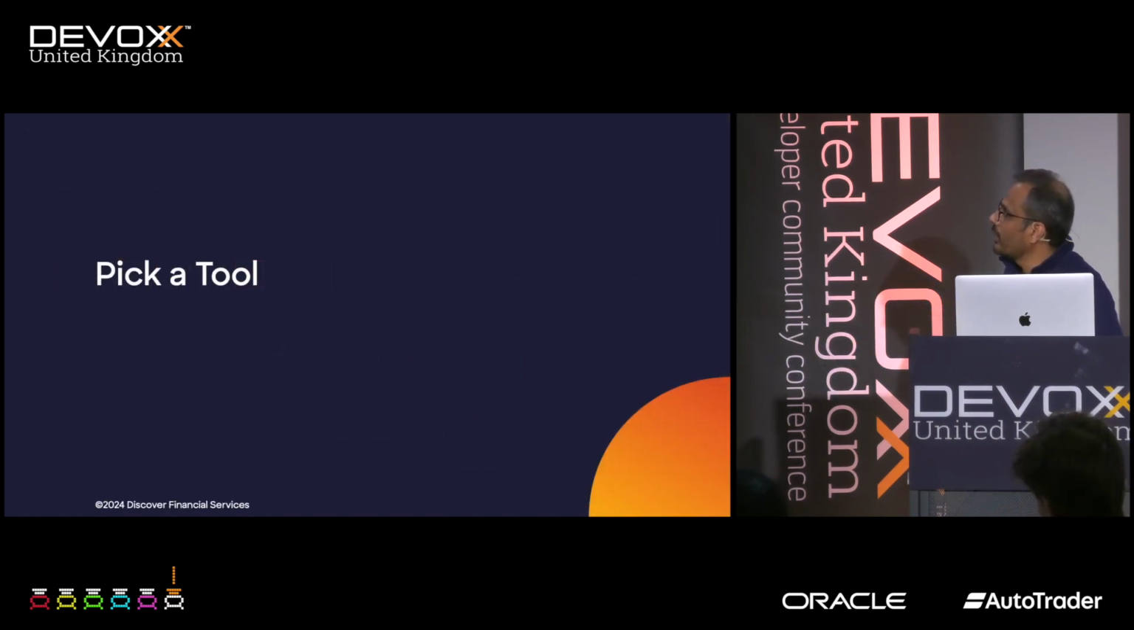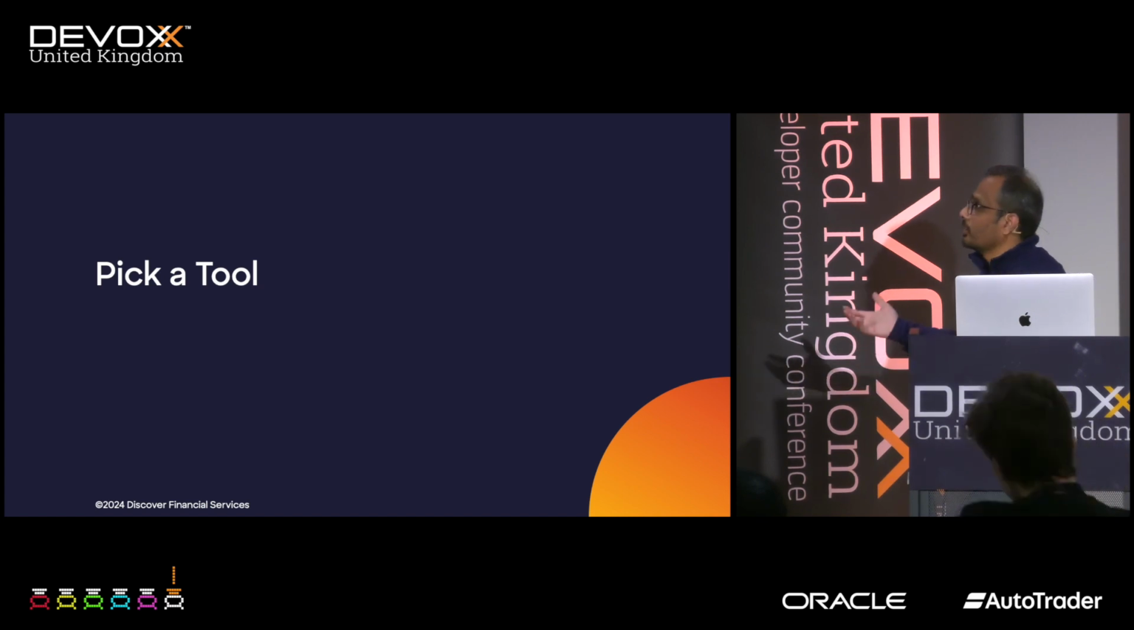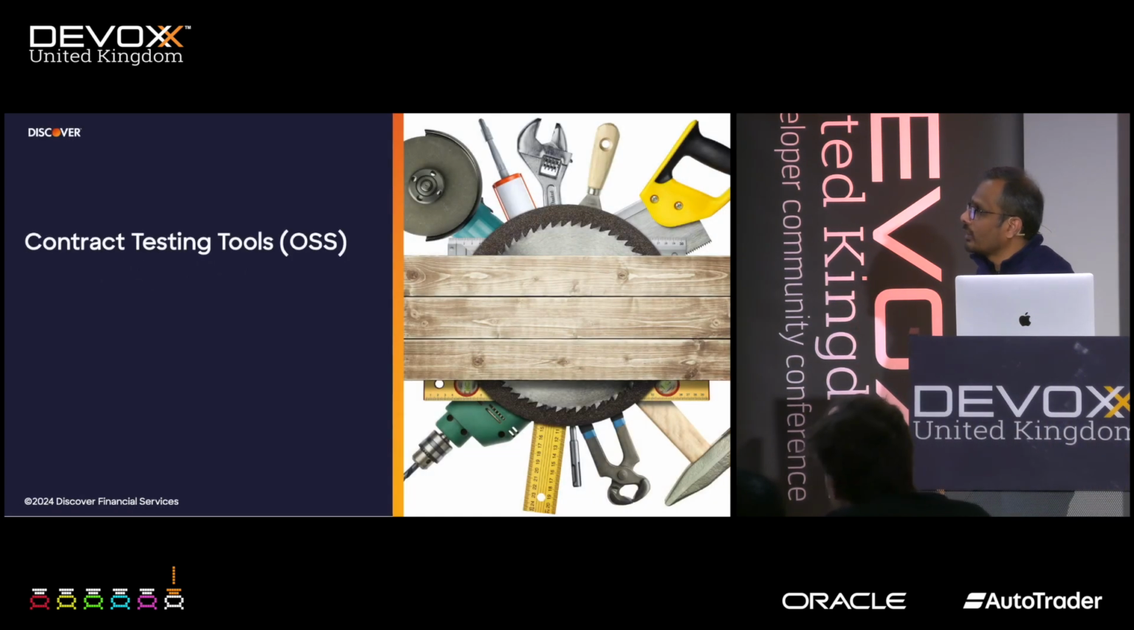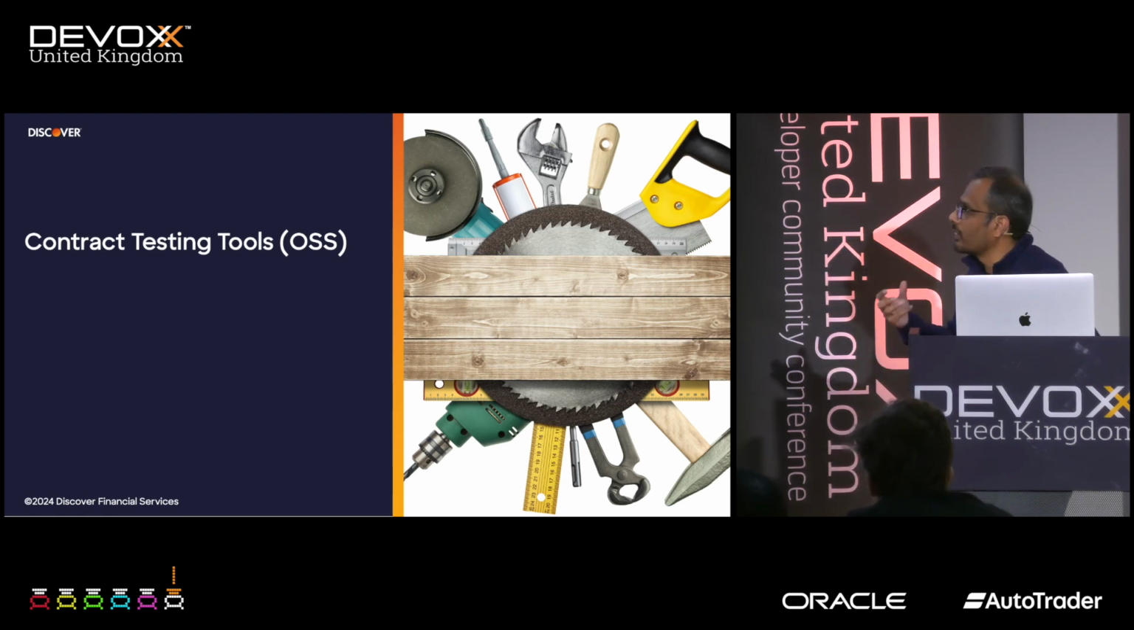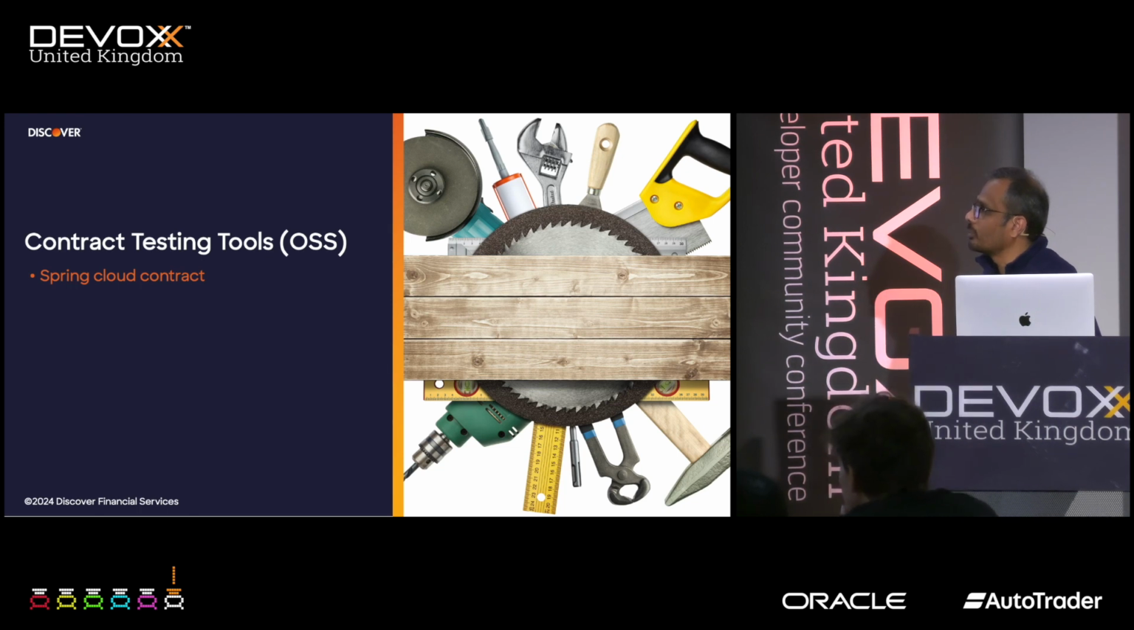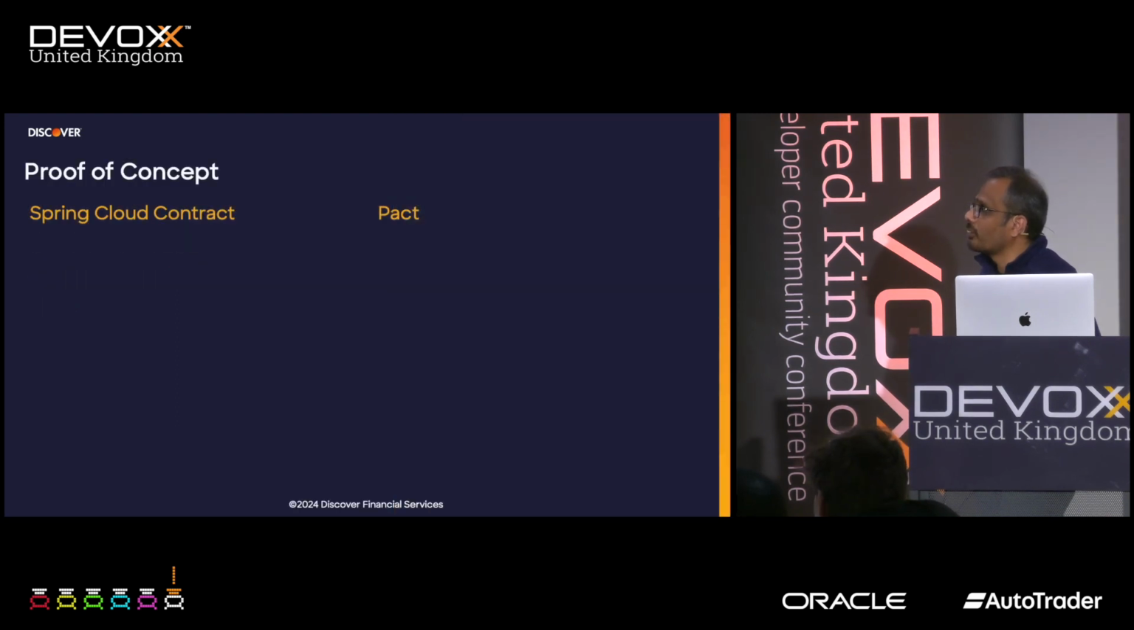And the next step is to pick a tool for the strategy we have chosen. When we explored the tools in the market a while ago, there were two tools, both open source tools, which kind of stood out. One of them was Spring Cloud Contract. The other one was called Pact. We did few rounds of POC and experimentation with both the tools.